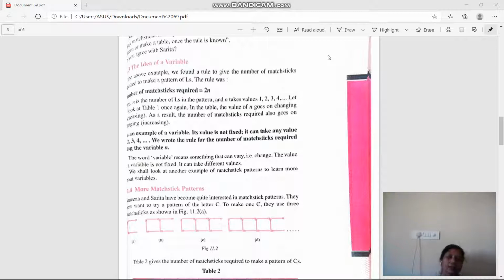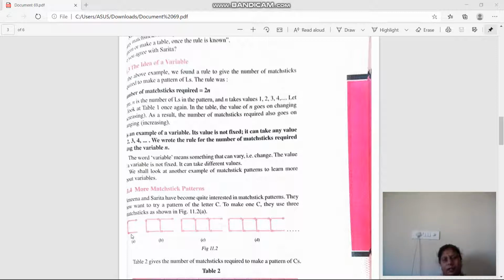Now we have seen the matchstick pattern of L. Let's talk about another pattern, the letter C. Amina and Sarita have become quite interested in matchstick patterns. They now want to try the pattern of the letter C. To make one C, they use 3 matchsticks. Everyone see in the book the first diagram A in figure 11.2, on page number 223, otherwise you can see it on the screen.